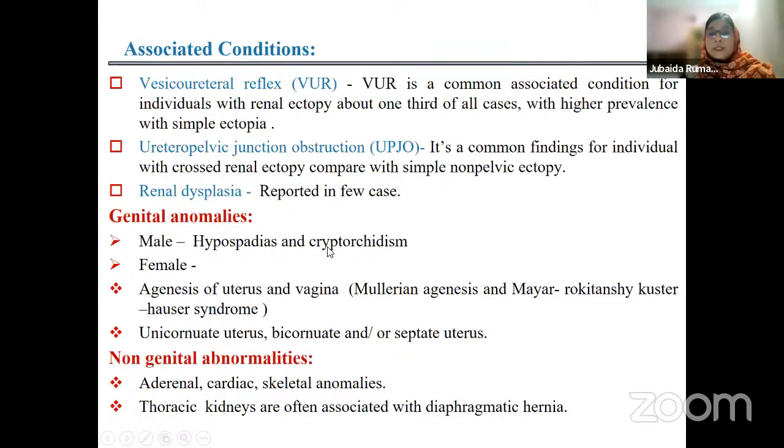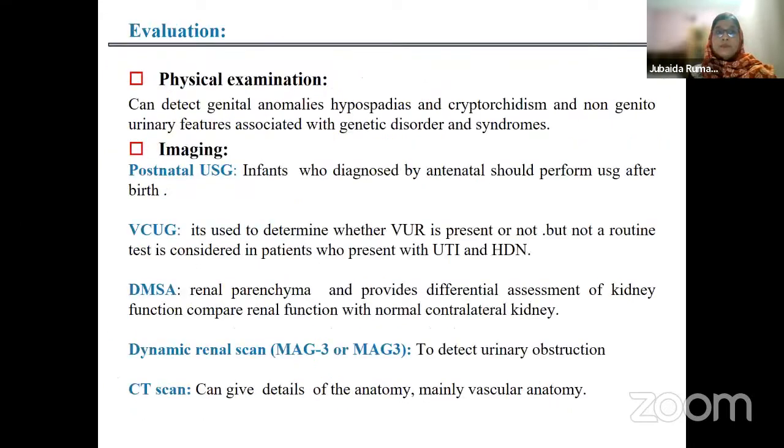And some genital anomalies, like in males hypospadias and cryptorchidism, and in females agenesis of the uterus and vagina, and uterine abnormalities like unicornuate, bicornuate, or septate uterus can be present. And non-genital abnormalities like adrenal, cardiac, and skeletal anomalies. And I already mentioned thoracic kidneys are often associated with subdiaphragmatic hernia.